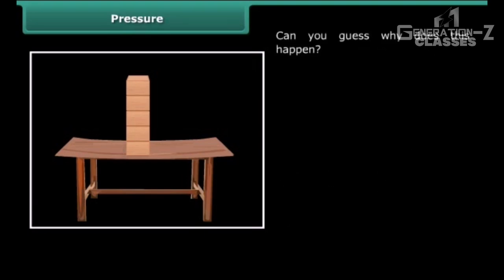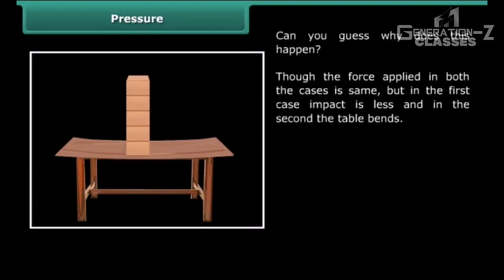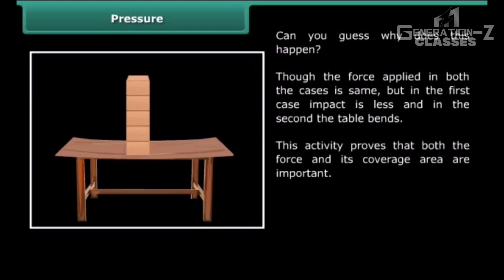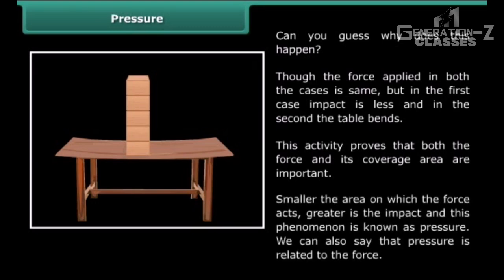Can you guess why this happens? Though the force applied in both cases is the same, in the first case the impact is less, and in the second, the table bends. This activity proves that both the force and its coverage area are important. The smaller the area on which the force acts, the greater is the impact, and this phenomenon is known as pressure. We can also say that pressure is related to the force.